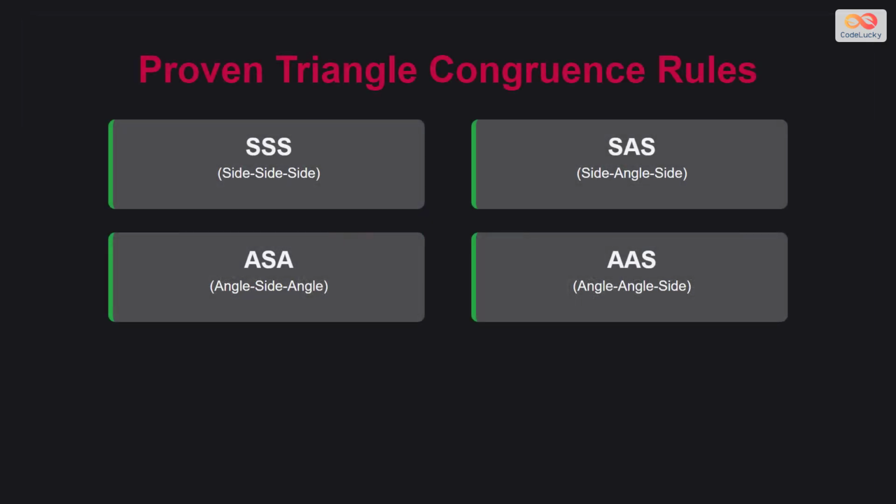First, let's quickly review the rules that do work. We can always prove triangles are congruent using side-side-side, side-angle-side, angle-side-angle, and angle-angle-side. These are the reliable tools in our geometry toolbox. Notice that side-side angle is not on this list.